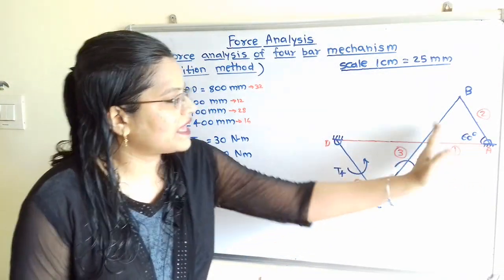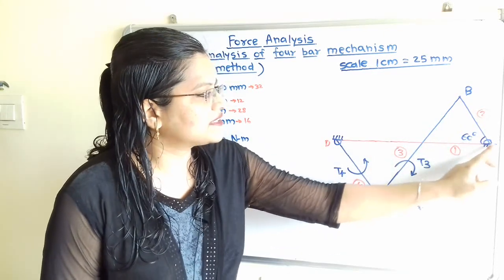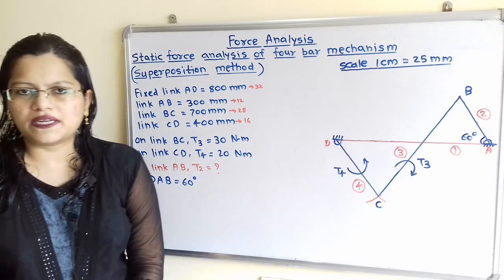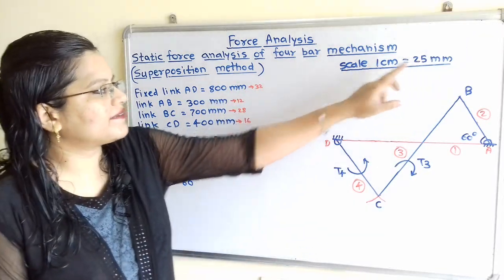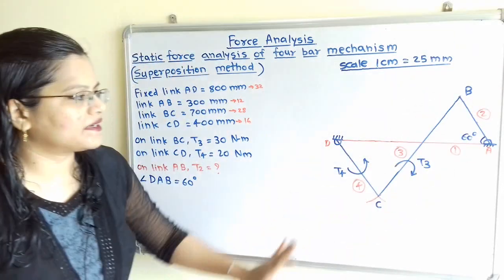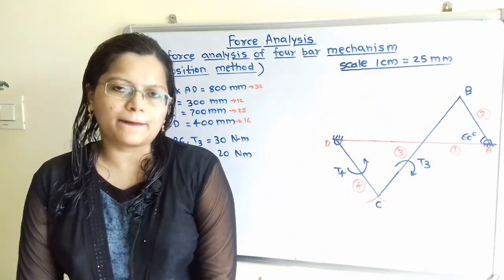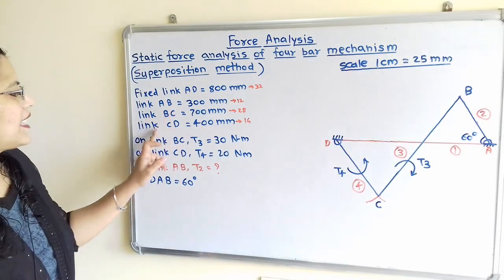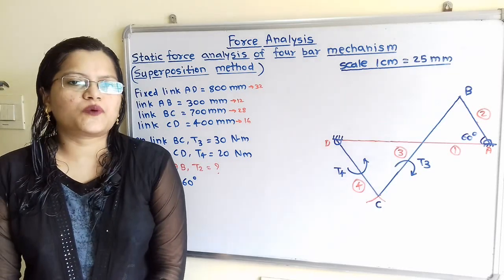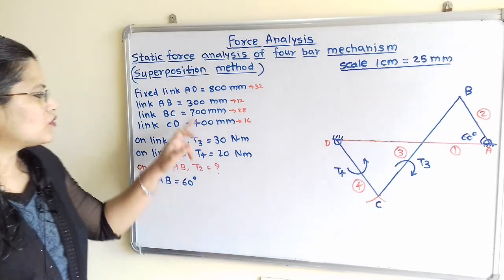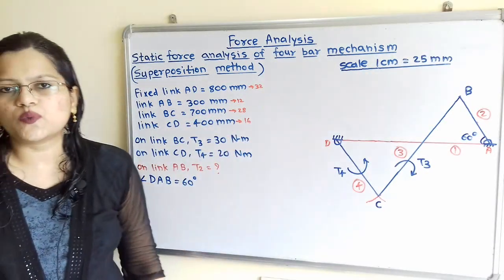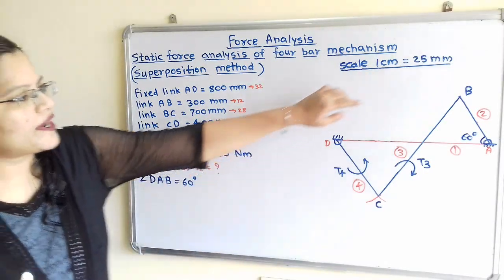Now from this line we will take here this angle 60 degree, and then length of the link AB 300 mm. So as per scale, 300 divided by 25, 12 centimeter. So we will take this distance 12 centimeter, and this link AB is getting completed. Now link BC and link CD is also given, but the exact location of this point C is not known. So link BC 700 divided by 25, which is equal to 28 centimeter. So this point B is known.